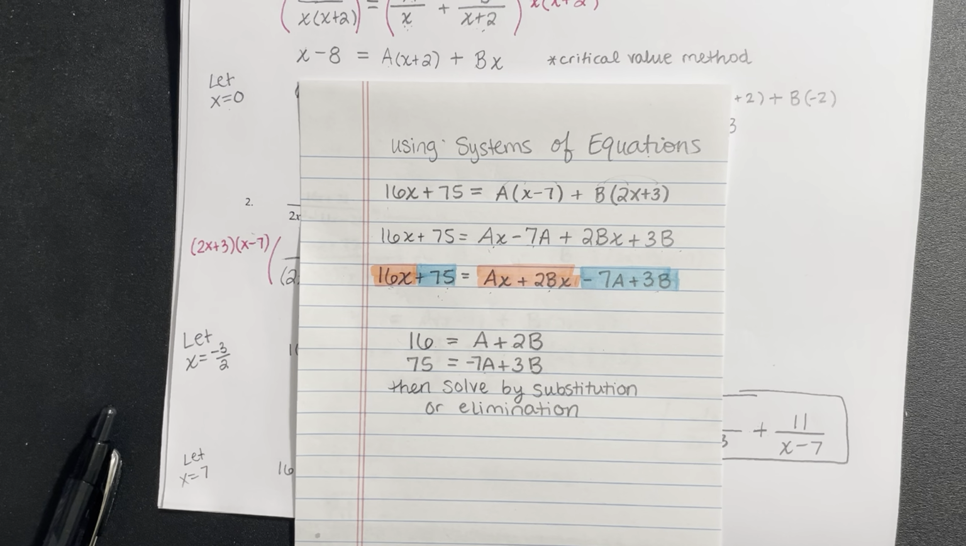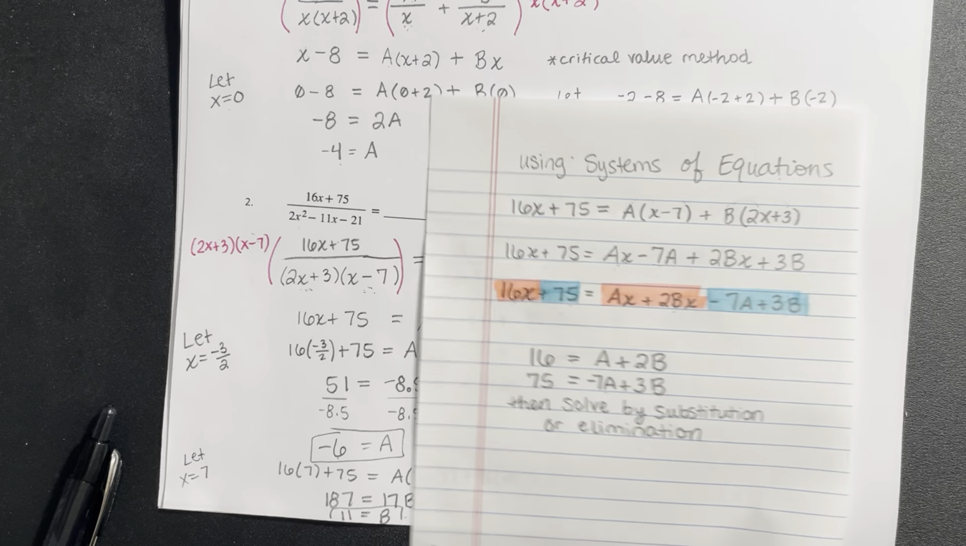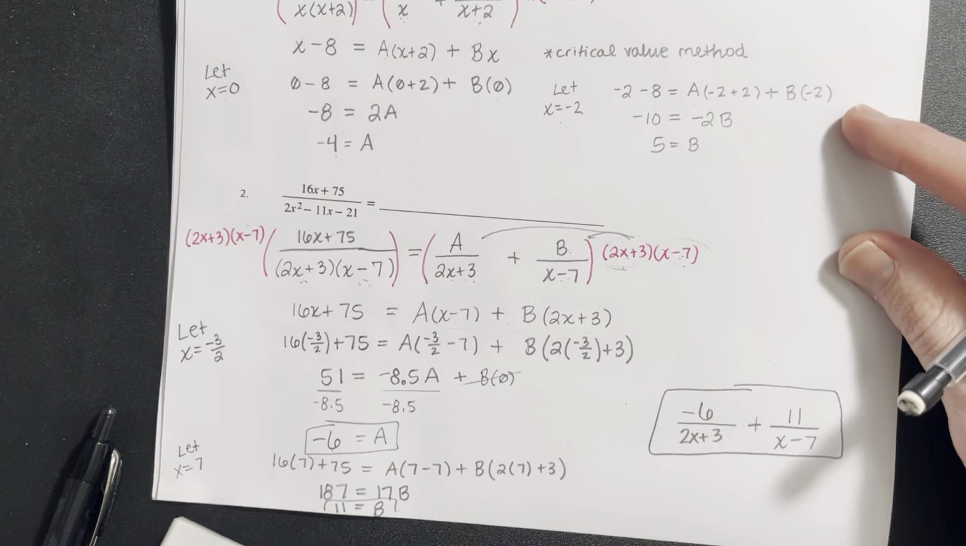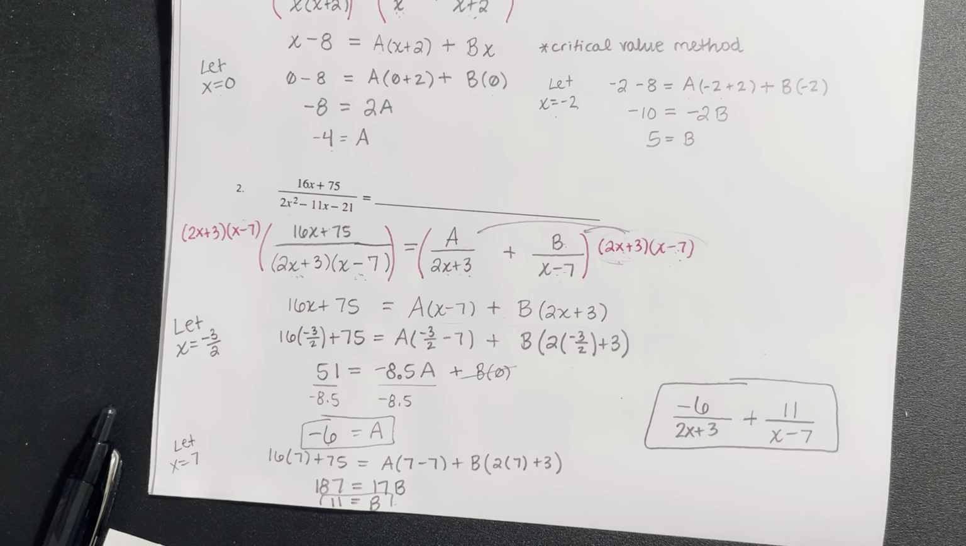So you can solve by substitution or elimination. You will still get the same a and b that we found using the critical value method. Whichever way you like to do, you can. You just kind of practice both of them and see which way makes most sense to you.